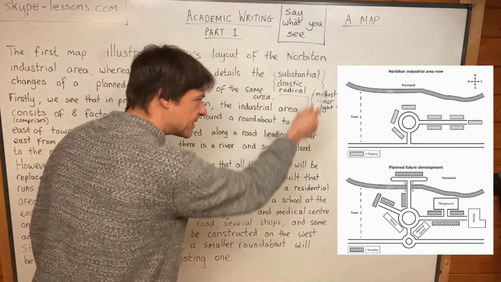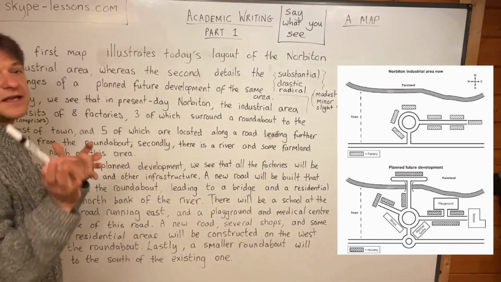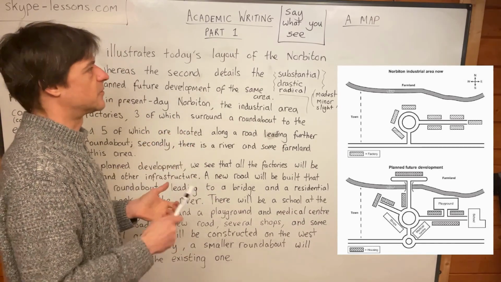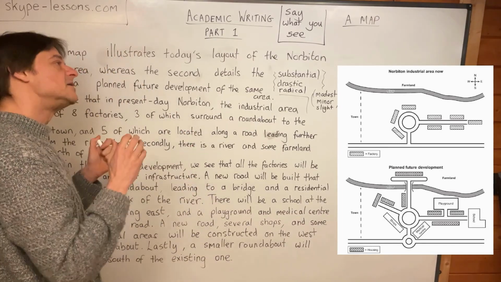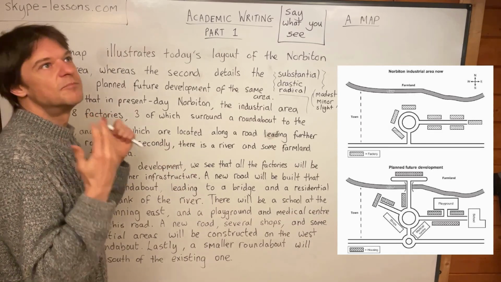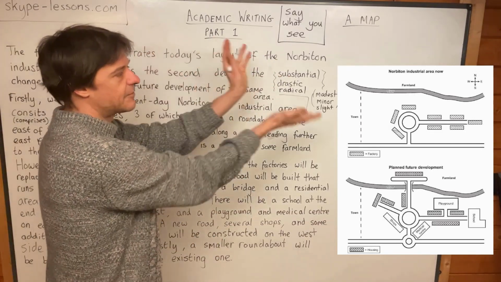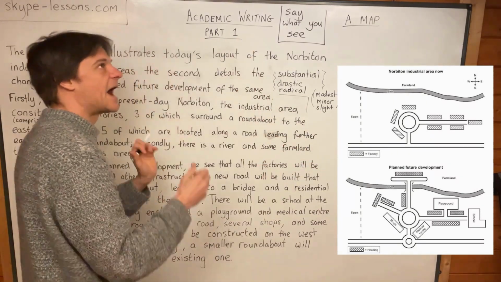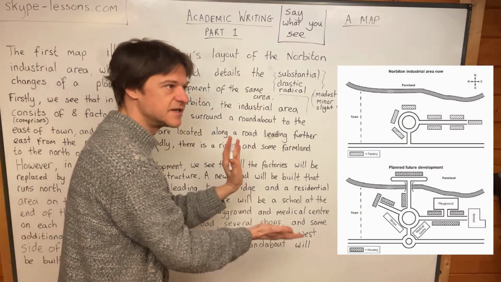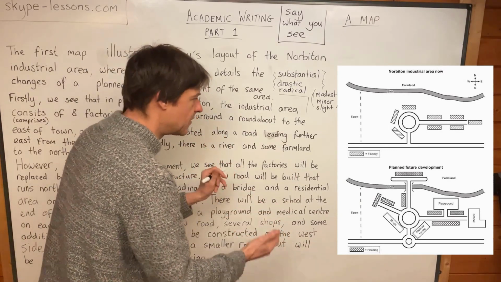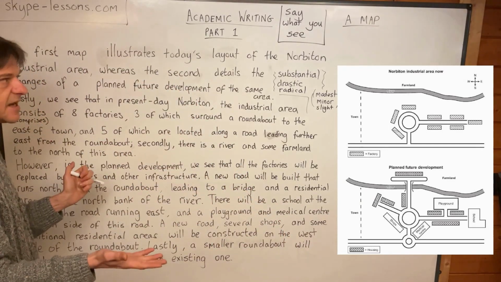Hopefully you can see it up here. And I've taken this from IELTS 17, by the way, so it's a typical IELTS exam question. And notice that they're asking you to compare the differences between the two maps. They want you to say what the map looks like now and how a planned future development of the same area will look, what kind of changes will take place.